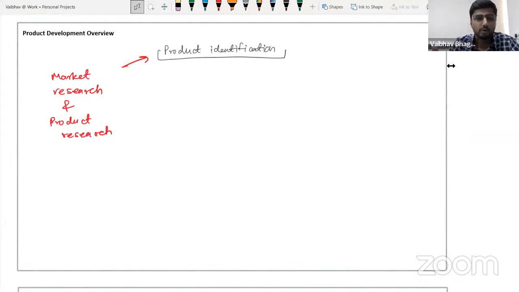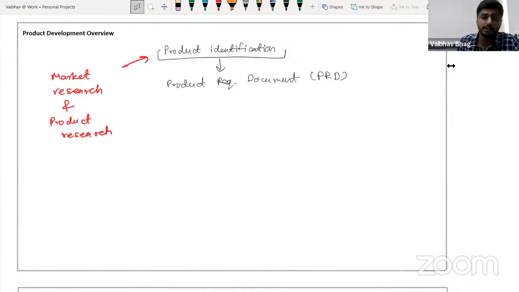I'm just going to give you an overview of what happens after the product identification, and then we'll come to the previous part, which is the main content of this session. So once you have done the product identification, you basically go on to set the product requirements. Basically, there will be a product requirement document. We call it PRD.